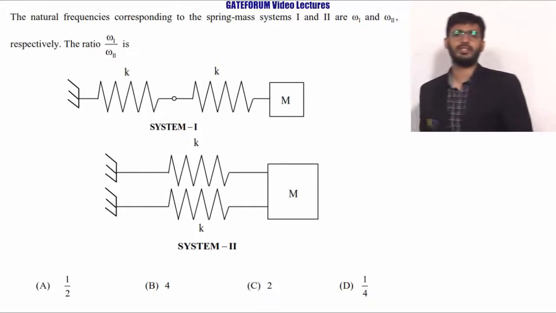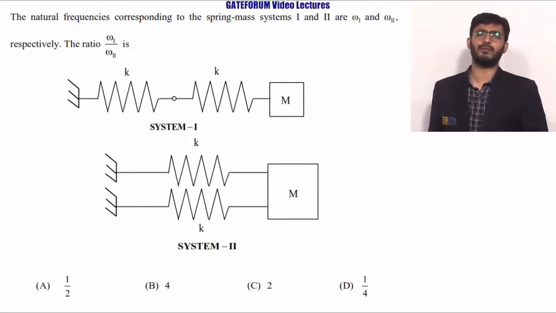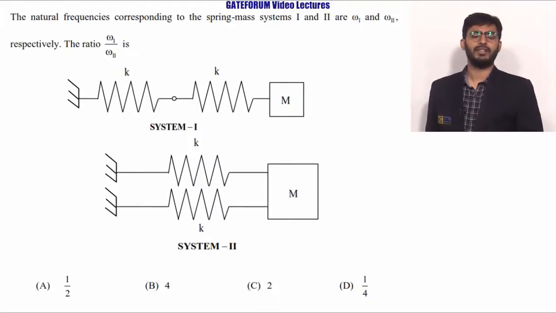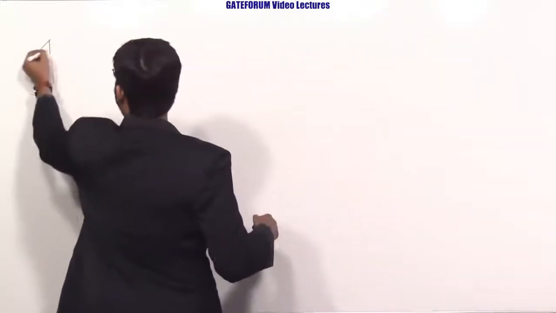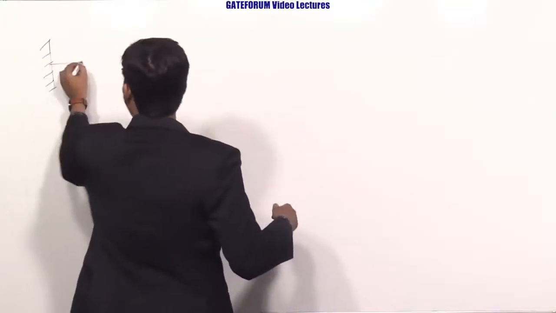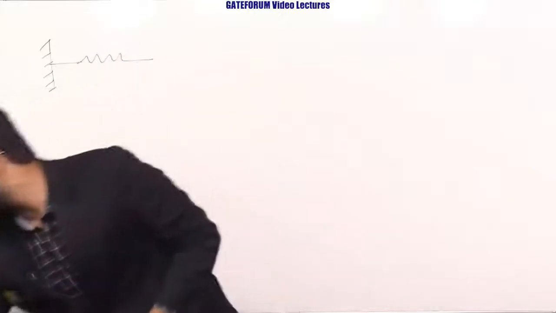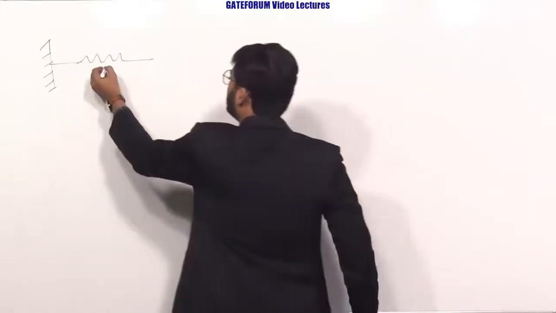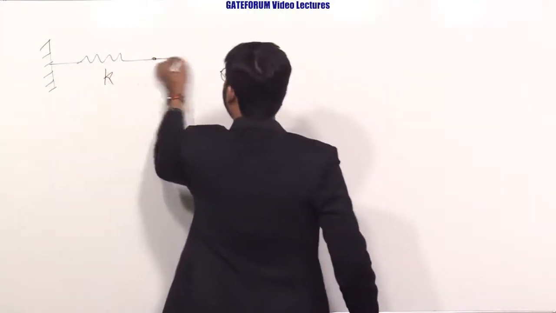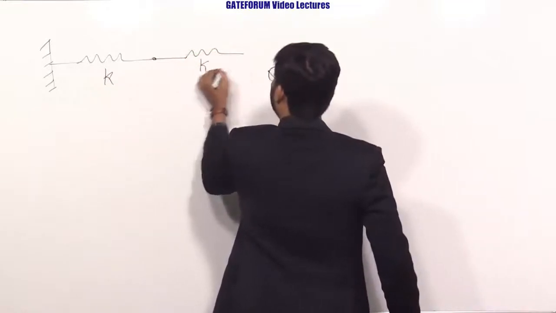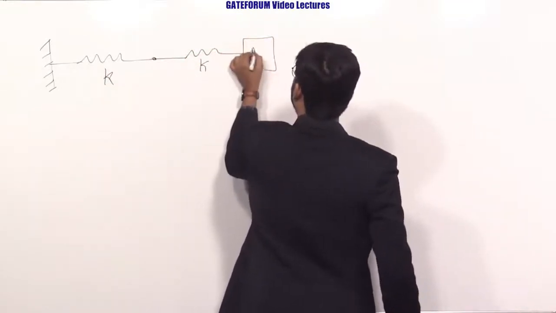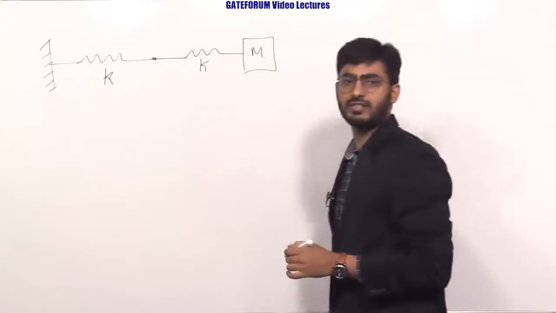The natural frequencies corresponding to spring mass systems 1 and 2 are omega 1 and omega 2 respectively. The ratio of omega 1 to omega 2 is dash. So here he is defining a first system, by connecting the springs in series combination of stiffness K. Okay, this is the first system defined.